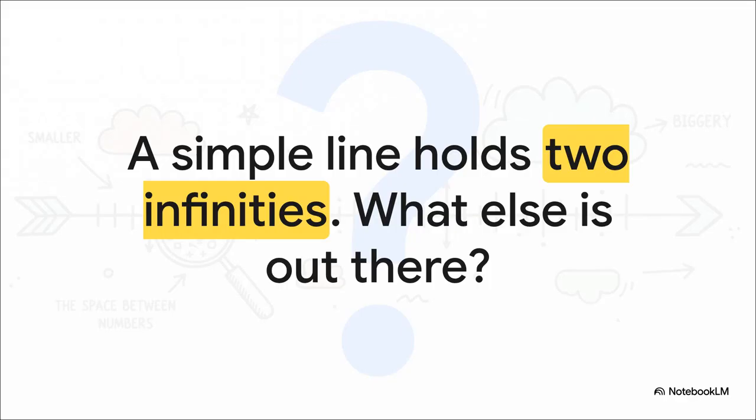So I'll just leave you with this final thought to chew on. If something as basic as a straight line can hold a concept as wild as two different kinds of infinity, just imagine what other incredible, mind-bending secrets are still out there just waiting to be explored in the world of math.